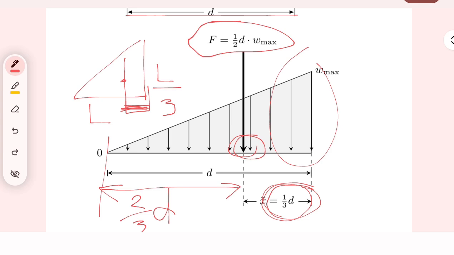That is where the location of the centroid of the triangle is, and that is where you have to put the force F. Right? So we put the force F at the centroid of the triangle, which is 1/3 D from the heavier side, or 2/3 D from the lighter side.